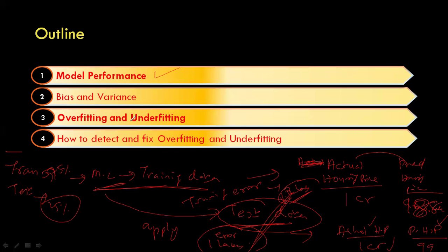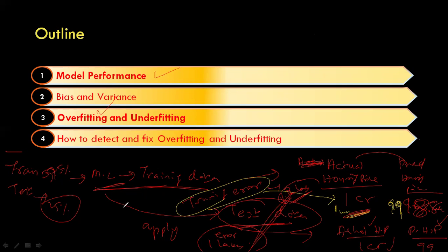Let's assume that. So let's discuss overfitting. When I apply the trained model on the training data set itself, let's say 1 crore is the actual price, but my model predicted, not 94, let's say 99 lakhs. And this is my training error. My training error in this case is how much? Just 1 lakh. Fine, my training error is 1 lakh.